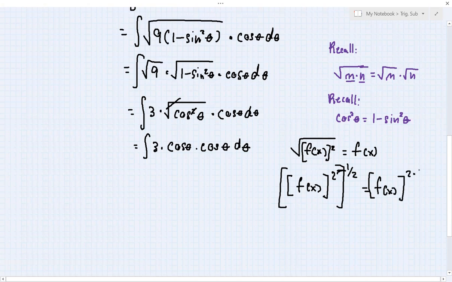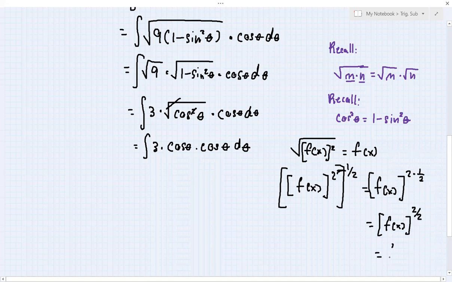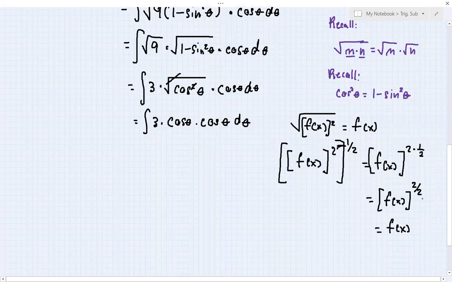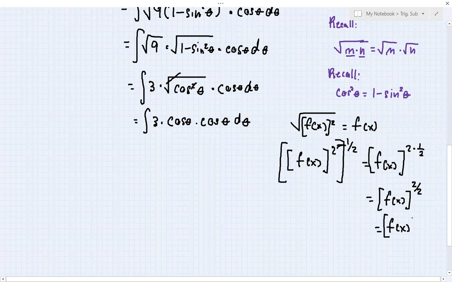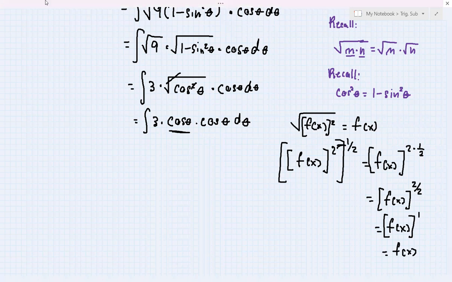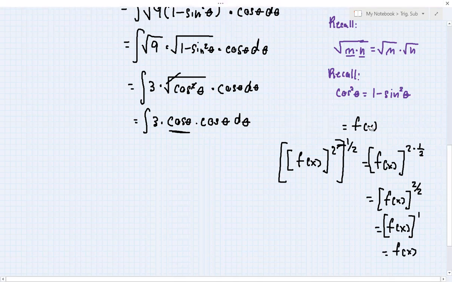This would be x raised to 2 times 1/2. So, mangyari dyan, syempre, this is x raised to 2 over 2. So, magiging f of x na lang siya. Kasi ito, 2 over 2 is 1, di ba? So, magiging f of x lang siya. Okay? So, the same application dito sa cosine theta. Alright? So, that's it.